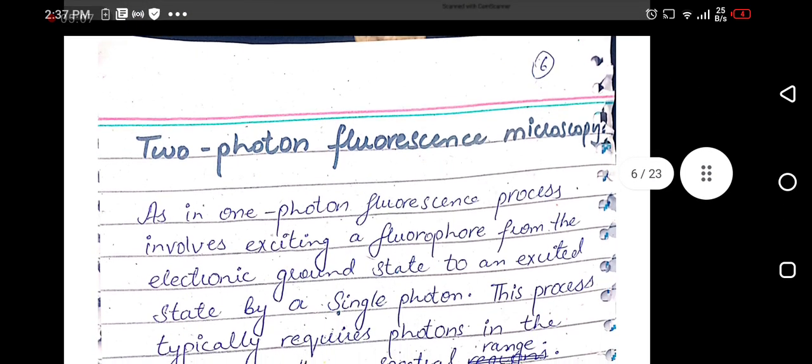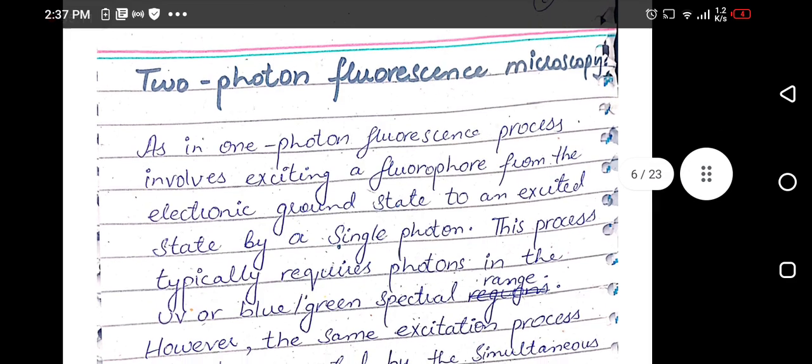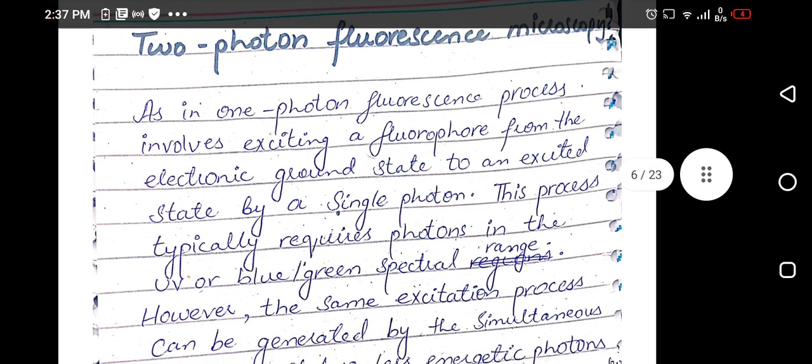Then we have two-photon fluorescence microscopy. To explain two-photon fluorescence microscopy, we must know the one-photon fluorescence process, which involves exciting a fluorophore from the electronic ground state to an excited state by a single photon. This process typically requires photons in the UV or blue-green spectral ranges.